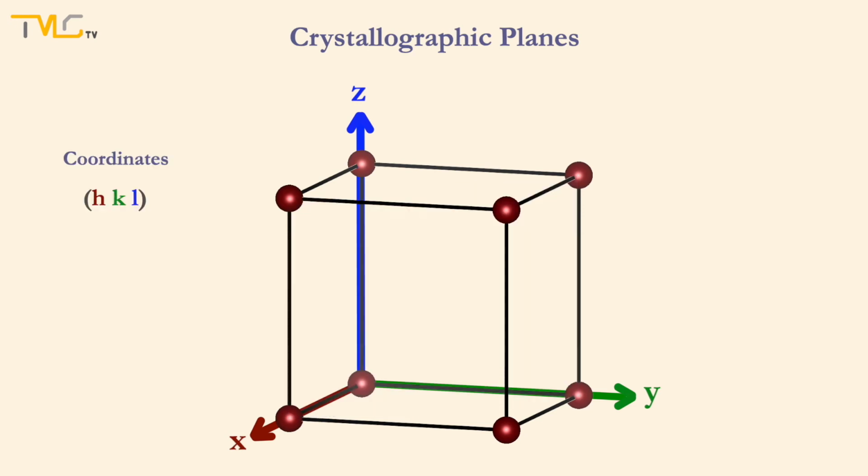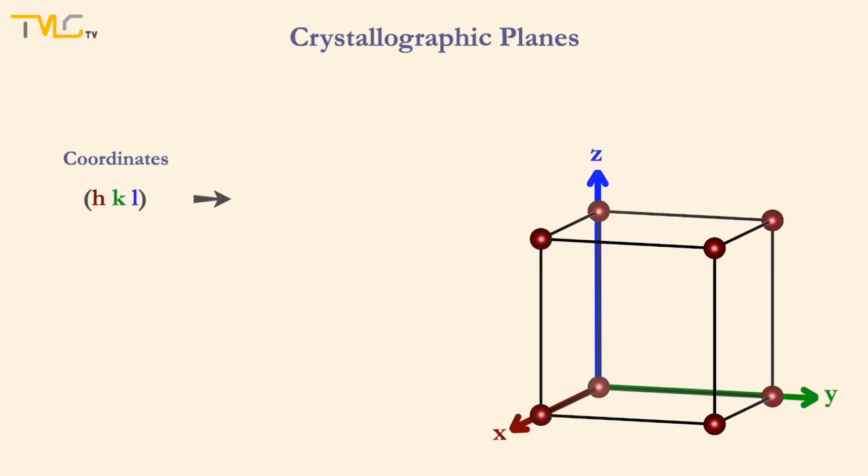When you have Miller indices of h, k, and l, this plane will cut the x, y, and z axis at 1 over h, 1 over k, and 1 over l points, respectively. So, as a sanity check, if you have a larger Miller index for an axis, you would expect the plane to intercept that axis closer to the origin than the other two, or vice versa.